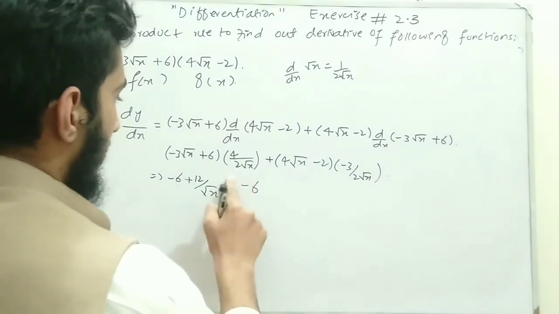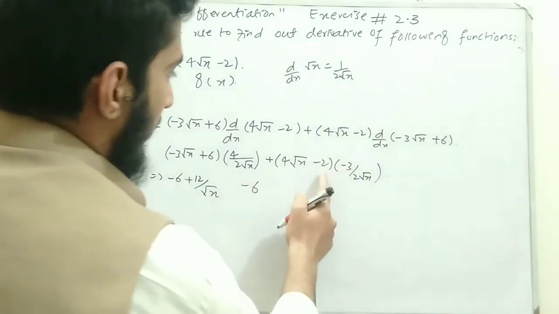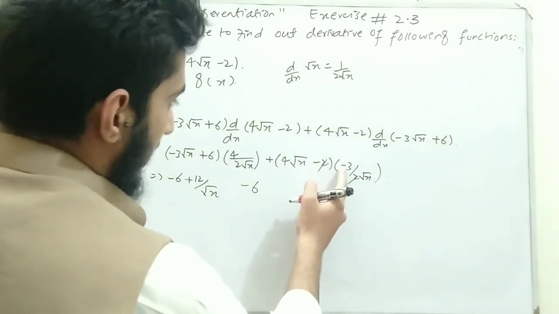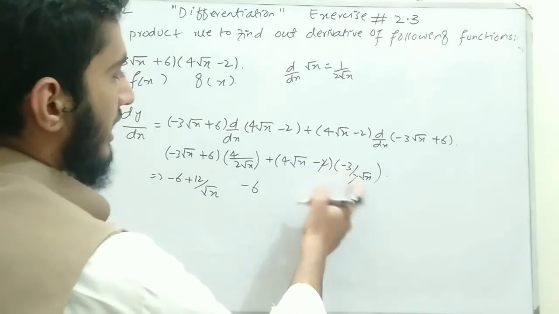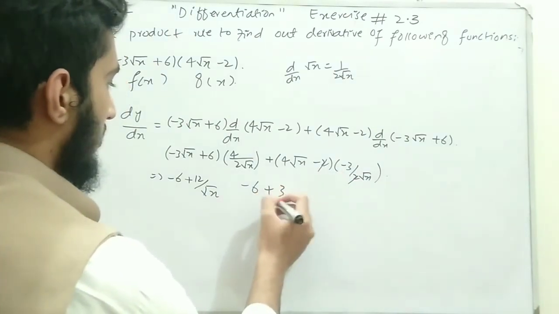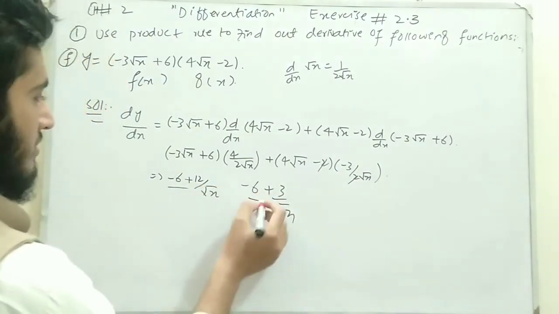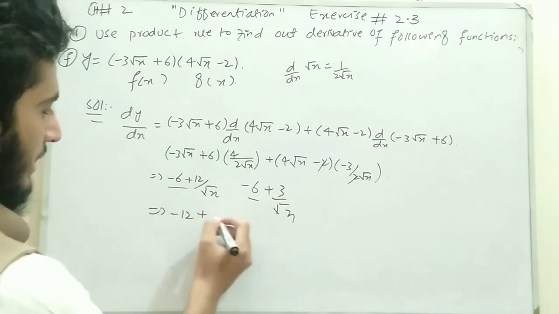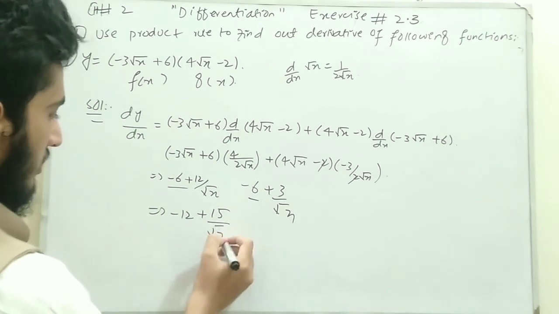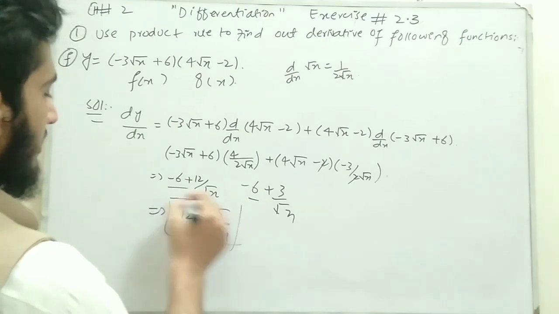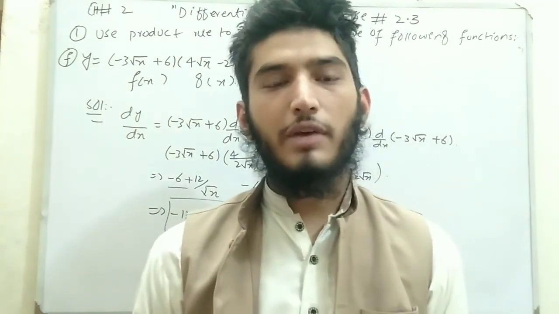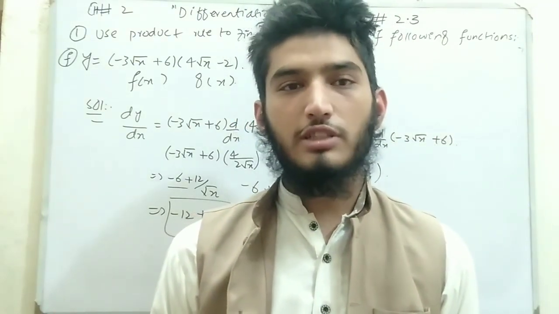After this, 2 is cancelled out with 2, and minus will cancel out with minus, becomes plus. So we are left with 3 divided by root x. So after simplification, minus 6 gives us a value minus 12, and 12 plus 3 gives us 15, and divided by root x. So this is actually the derivative of the given function for the part number F. So with this, question number 1 of exercise number 2.3 is completed.